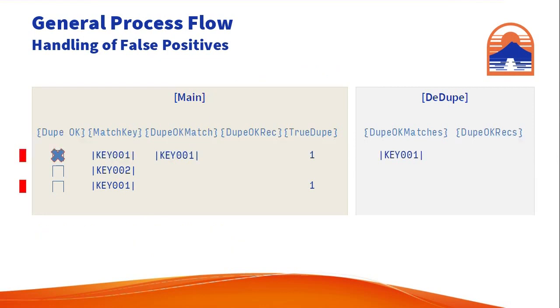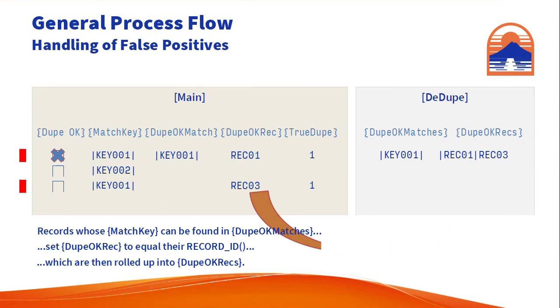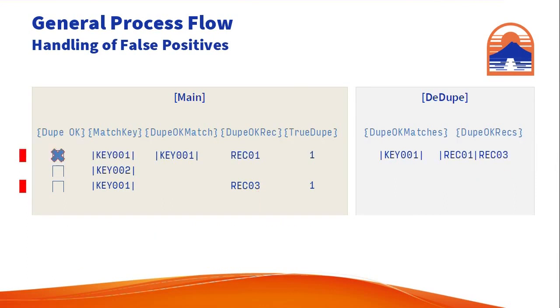When a record in the main table finds its match key in dupe OK matches, it enters its record ID into dupe OK rex, which is then rolled up into dupe OK rex. Finally, when a record finds its ID in dupe OK rex, it clears true dupe and thus the associated flags.